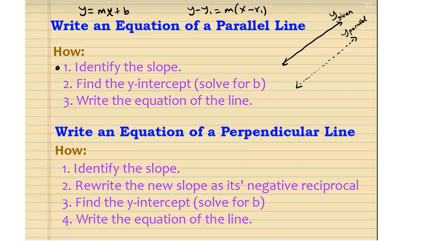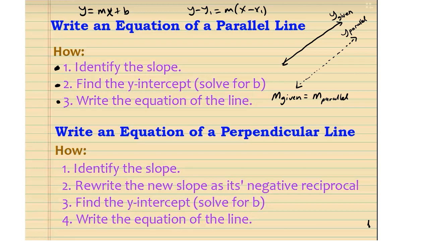Find the slope of the given line, and the slope of the given line will be the same as the slope of the parallel line. Then by using that slope, we're going to write the equation with y is equal to mx plus b, and by finding the b, we're going to write the final equation. And the slope m given will be equal to the slope of the parallel line.